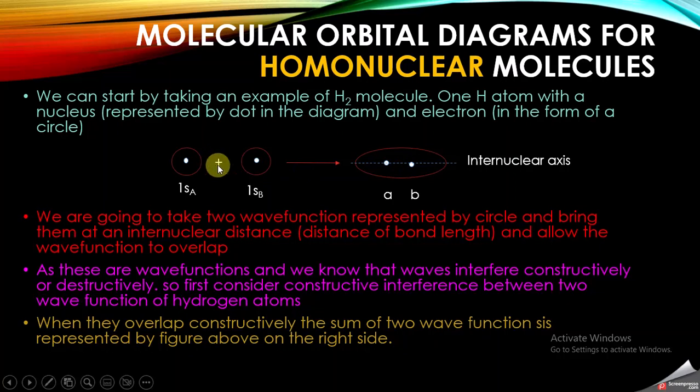Earlier there was no wave function between these two nuclei. It was concentrated on the atoms, but after constructive interference you have some probability density between the two nuclei. Here you also want to know that this blue dotted line represents the internuclear distance. Internuclear means the distance between the two nuclei, so this is the internuclear axis between the two nuclei of the hydrogen atoms. When they overlap constructively, the sum of the two wave functions is represented by this figure.